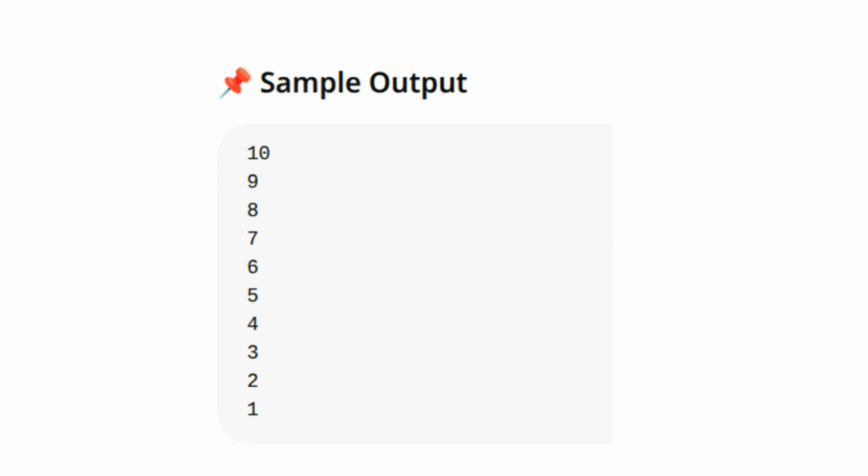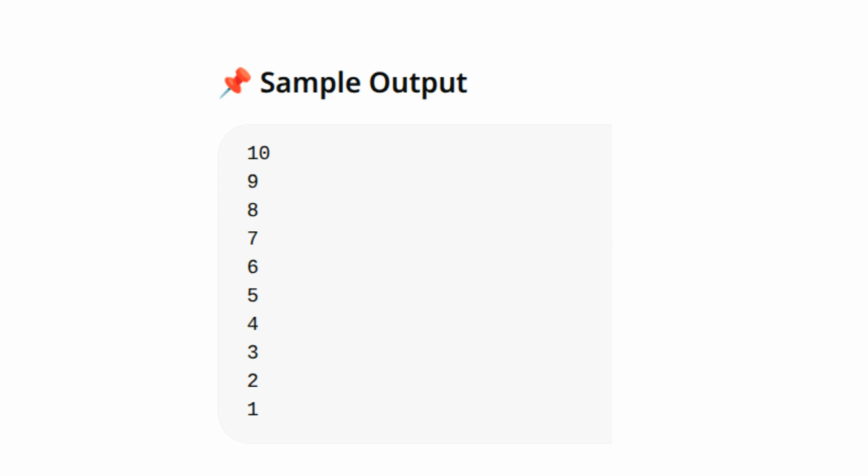The condition 10 is greater than or equal to 1 was true, so it printed 10 and then reduced i to 9. Then it checked again. 9 is still greater than or equal to 1, so it printed 9 and dropped i to 8. This kept repeating. When i finally became 1, the condition was still true, so 1 got printed too, and then i dropped to 0. Now the condition 0 >= 1 is false, so the loop stopped right there. That's why you see numbers from 10 down to 1 and nothing below that.